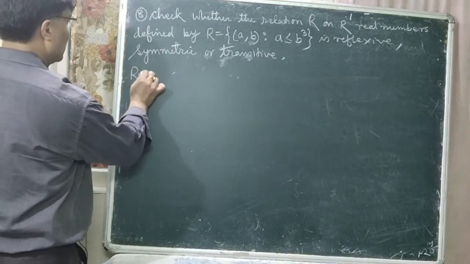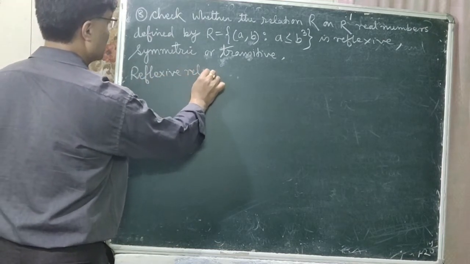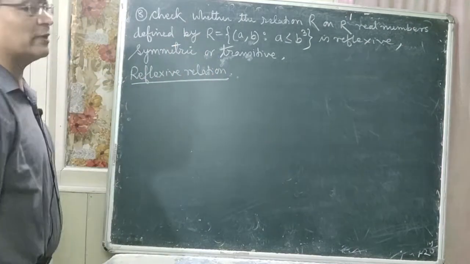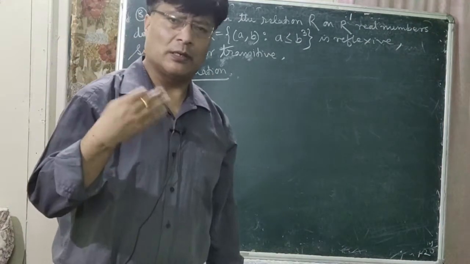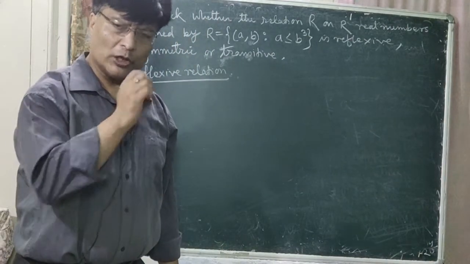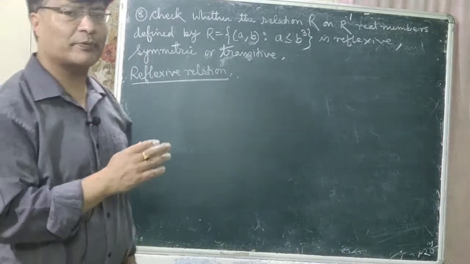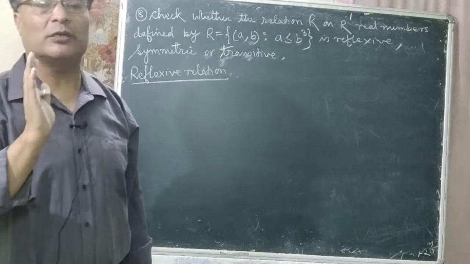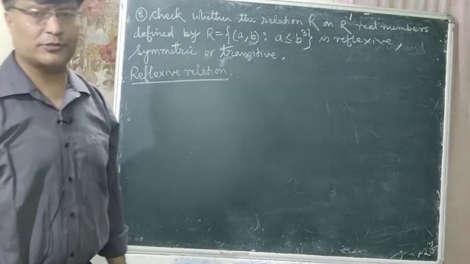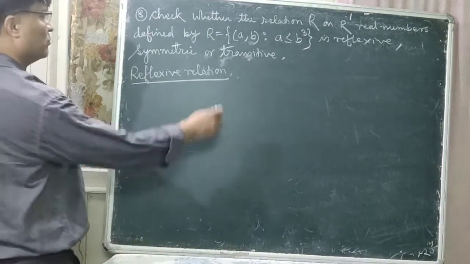So for reflexive relation, what can we say about reflexive relation? Real numbers means positive integers, negative integers including 0. You can also put the fractions also, or within square root positive numbers. These are all defined numbers, that is known as real numbers. Is that clear? So now let us check for reflexive relation now.